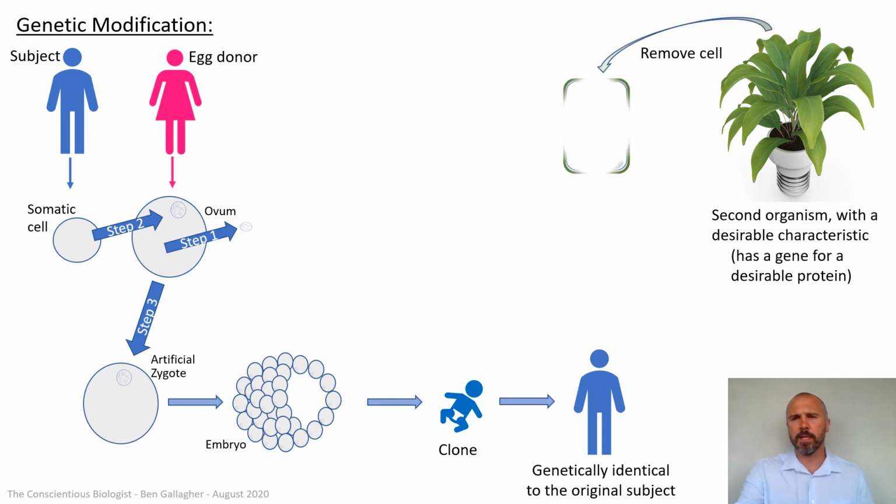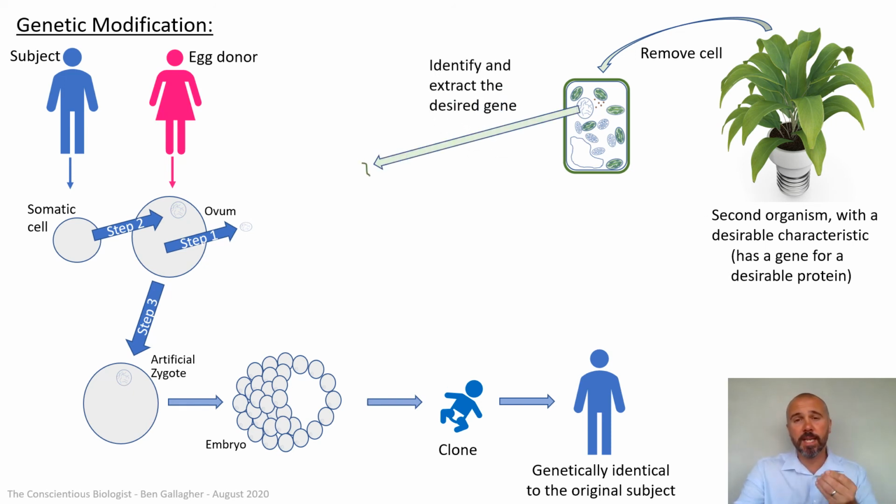So if I take the plant, I remove one of its cells, just in the same way we did with the somatic cell cloning for the subject. I take one of its cells, and I identify and extract the desired gene that I want. In this case, it's the gene responsible for photosynthesis. Now, photosynthesis actually requires lots of genes, but let's say it's just this one gene, the gene for the production of the chlorophyll protein.